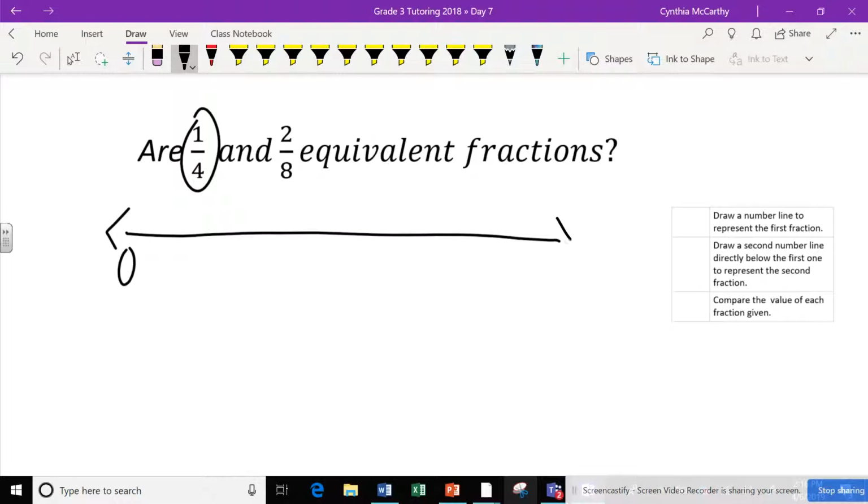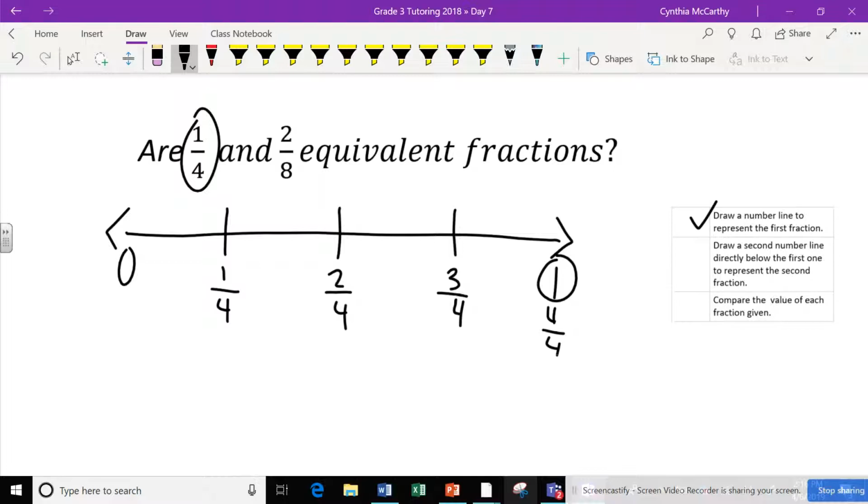Here is 0 on one side and 1 on the other. And I'm going to divide this number line into 4 equal parts to the best of my ability. I know that this first tick is 1/4. My next tick is 2/4. My third tick is 3/4. And my last line here is 4/4, which is the same as 1 whole. I just drew my first number line.